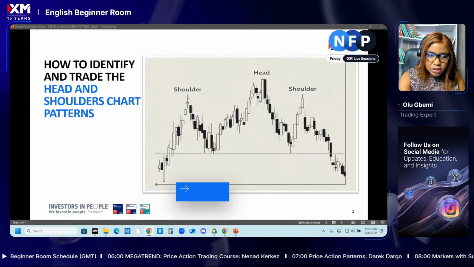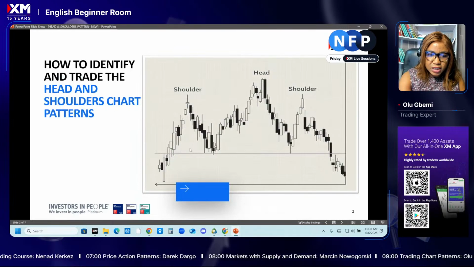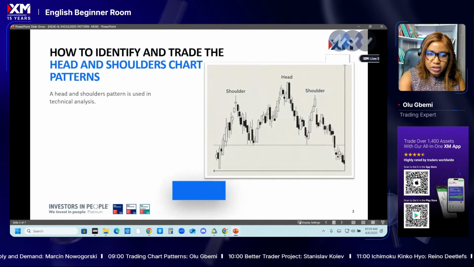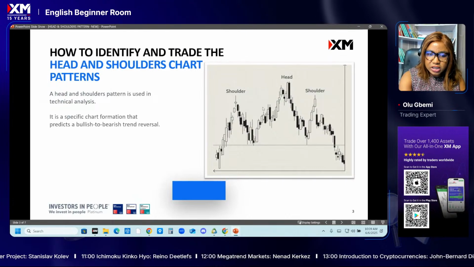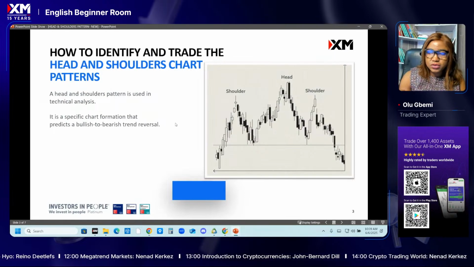Head and shoulders pattern. This is the head and shoulders top, which we usually find in an uptrending market. So if the market has been trending up and you see a head and shoulders like this, you'll be able to identify what it means and what it is showing us. A head and shoulders pattern is used in technical analysis, and it is a specific chart pattern formation that predicts a bullish to bearish trend reversal.